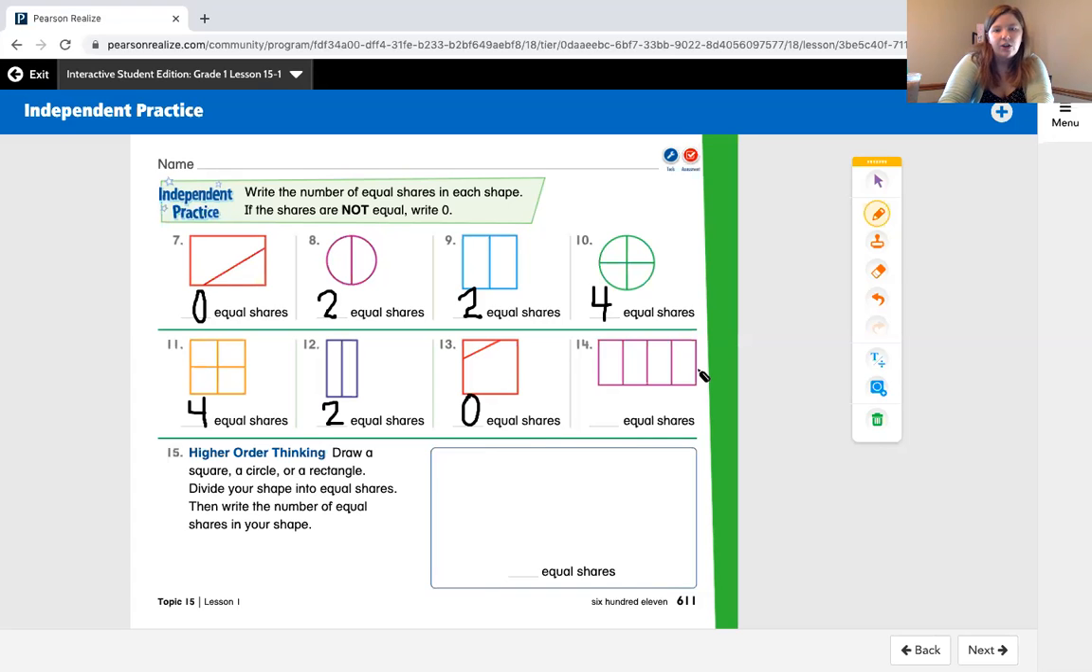How many shares are there? 1, 2, 3, 4. Are the shares equal? Yes. There are 4 equal shares.